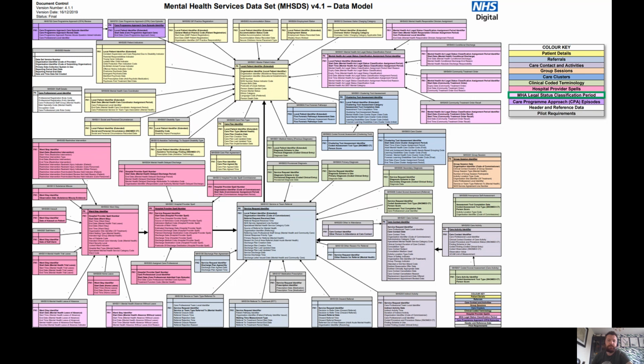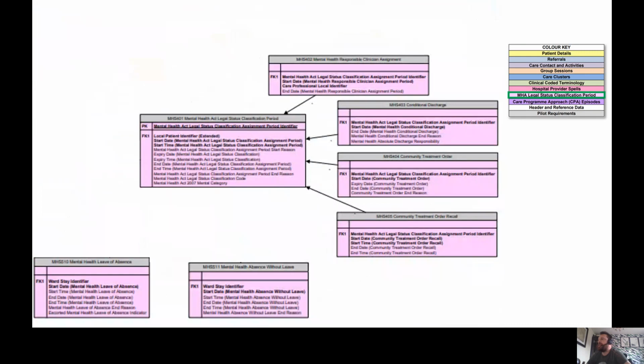Next is linked to that, so that's the Mental Health Act. So that's the light pink group in the top right corner of the screen. So what we have there is the Mental Health Act table in the middle. So that's the Mental Health Act legal status classification period. So each detention under the Mental Health Act, or each episode under the Mental Health Act, is recorded there. So a person may be detained under more than one section, and they may be detained under the same section more than once as well.